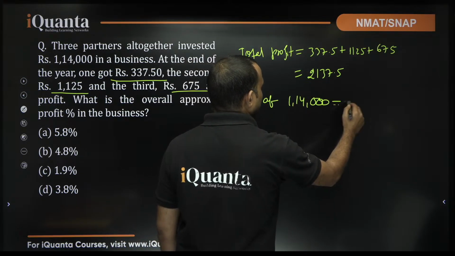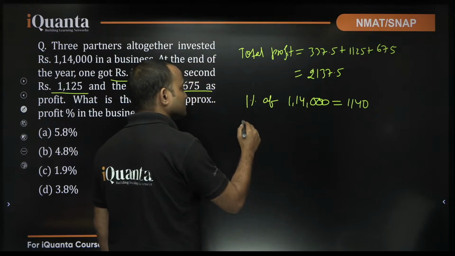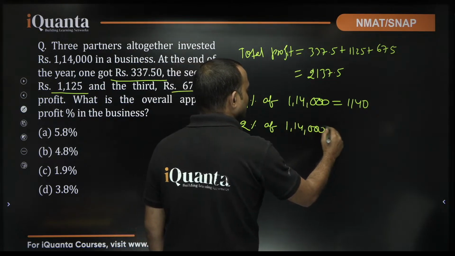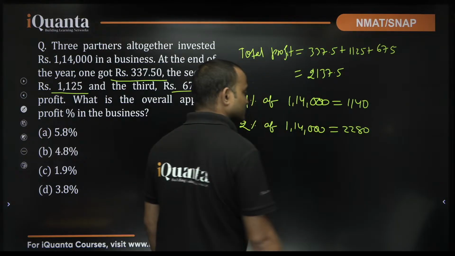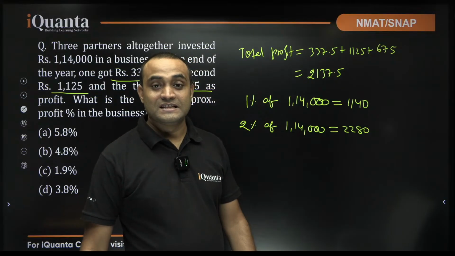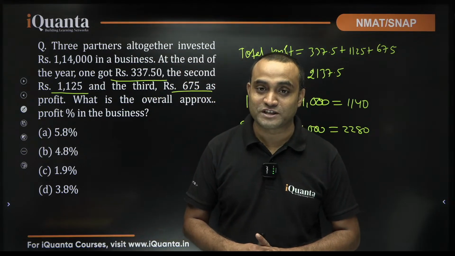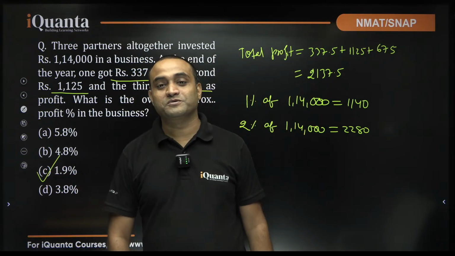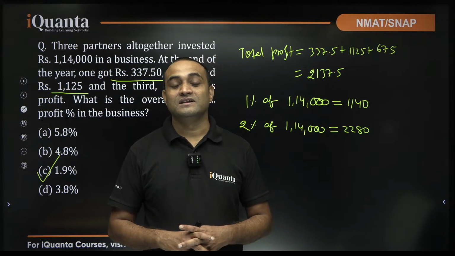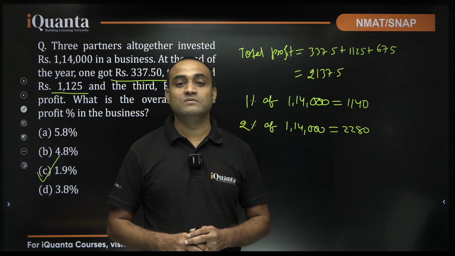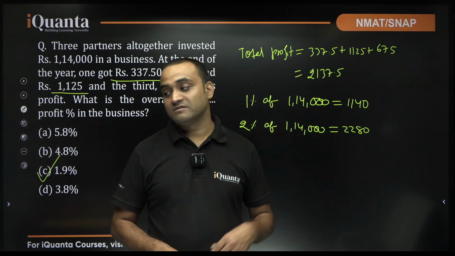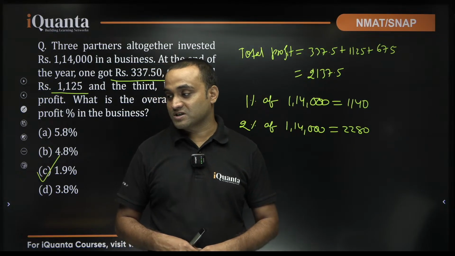1,14,000 will be equal to 1140 and 2% of 1,14,000 will be equal to 2280. So, what we can say, 2137.5 will be between 1% to 2%. If you check the options, option C is correct, and if you go to calculate the exact value, it will take much more time and that will be of no use. It's good to be good in calculation, but you should always use approximation if possible.